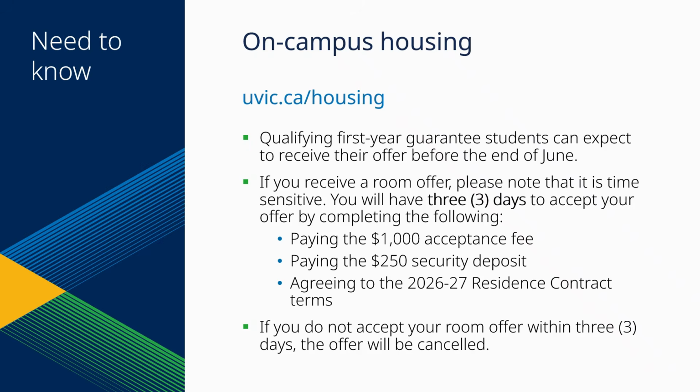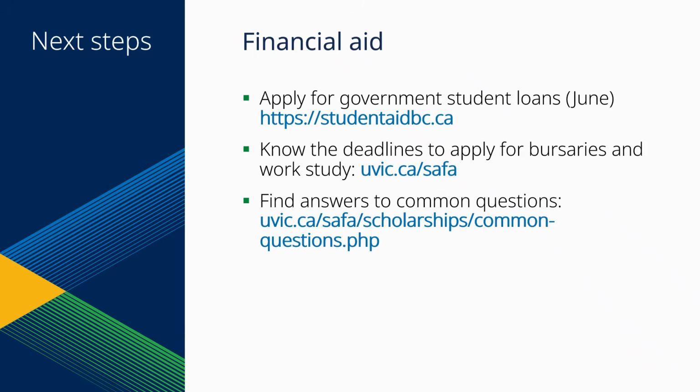Pay the $1,000 acceptance fee, pay the $250 security deposit, agree to the 2026-2027 residence contract terms, and if you're 18 years of age or younger, a parent or guardian must also agree to the contract terms. It is very important to accept your room offer within 3 days, otherwise the room offer is canceled.